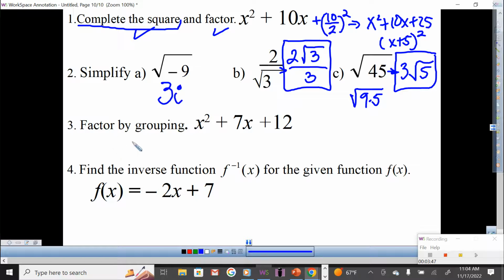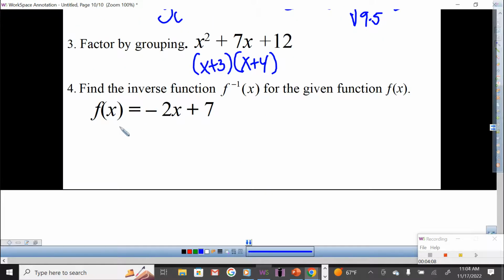Number 3, factors for number 3. Jaden, what'd you get? Which becomes what? Thank you. Hands if you got that. And the last one, can you walk us through the process for this one, please? Let's see. How about Diego? Go.